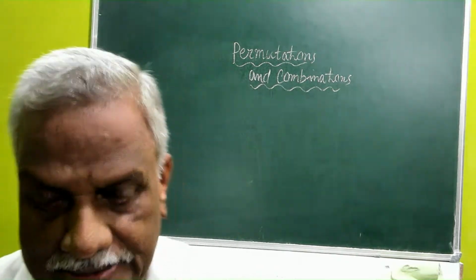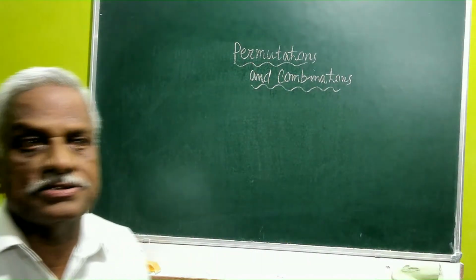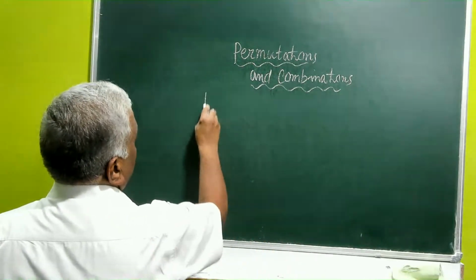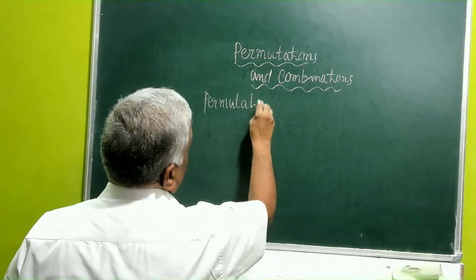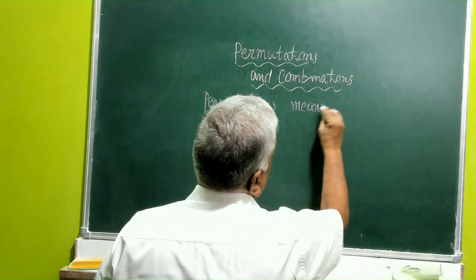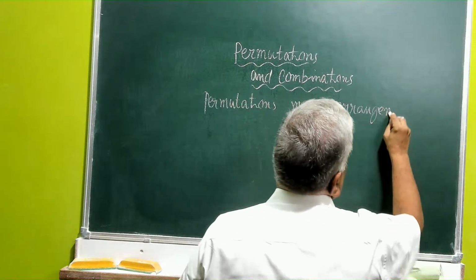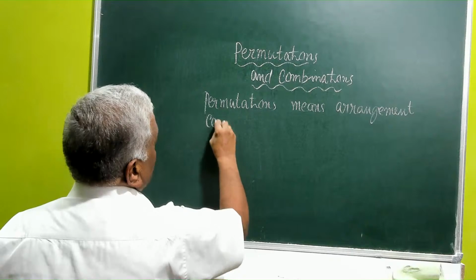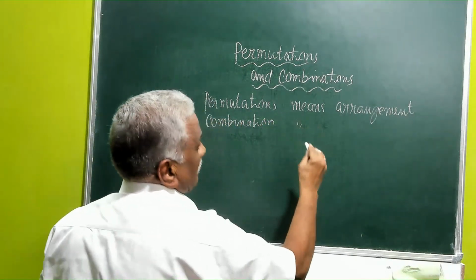Permutations and combinations. Good evening. Today's chapter is permutations and combinations. Permutations means arrangement. Combination means selection.